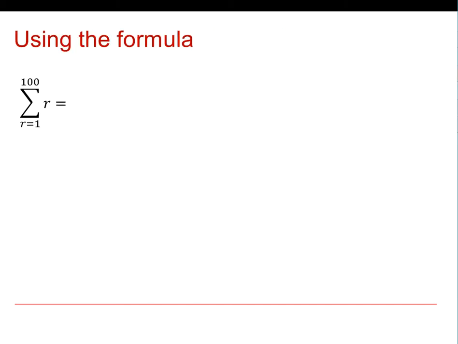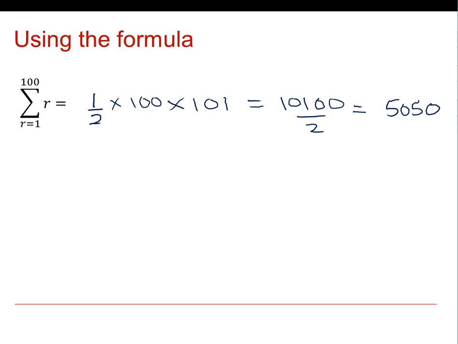So if we're using this formula for r equals 1 to 100, we simply know that we're going to have a half times 100 times 101. Or in other words, 5050, which has saved us a lot of tedious adding up.